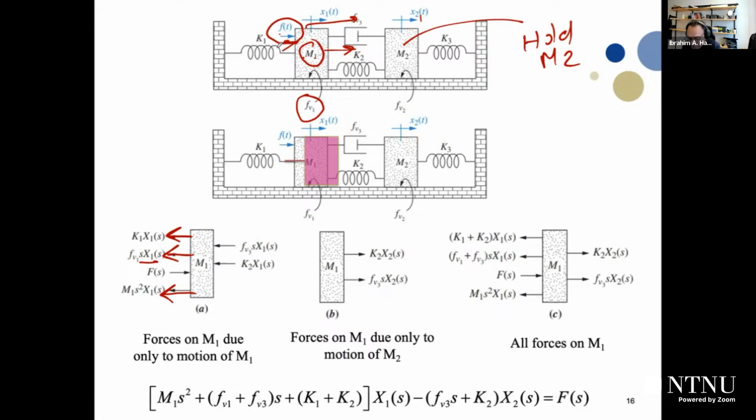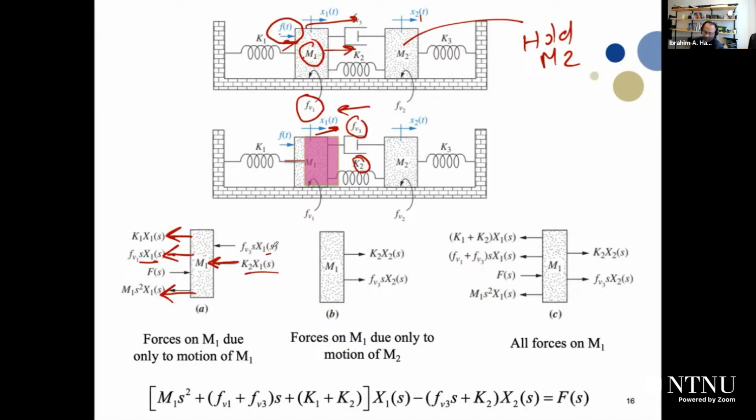Okay, this is one side. What about the other side? In fact, if you try to move M1 to that side, K2 will also resist you. It will generate a force acting on the left side. What will be the value of this force? It will be K2 multiplied by X1. Also, FV3 will generate a force acting in that direction. And this force will be proportional to the speed. So it will generate a force equal to FV3 multiplied by S X1 of S.